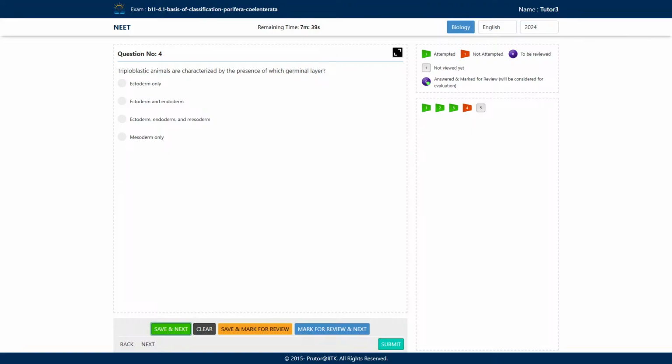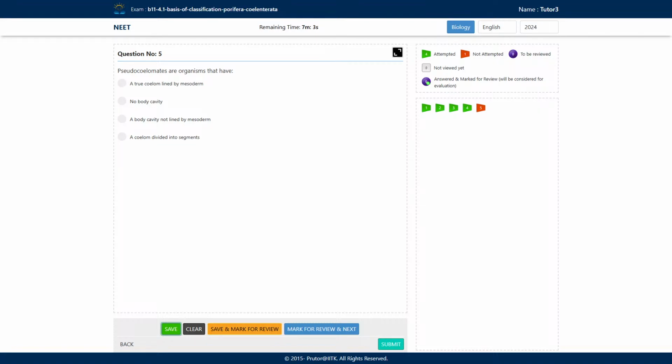Next question. Triploblastic animals are characterized by the presence of which germinal layer? Triploblastic, 3 germ layers are there. Options: A, endoderm only, B, ectoderm and endoderm, C, ectoderm, endoderm and mesoderm, and D, mesoderm only. So the triploblastic organisms have 3 germ layers: ectoderm, endoderm and mesoderm, right? So we will opt for this, save it and move to our next question.